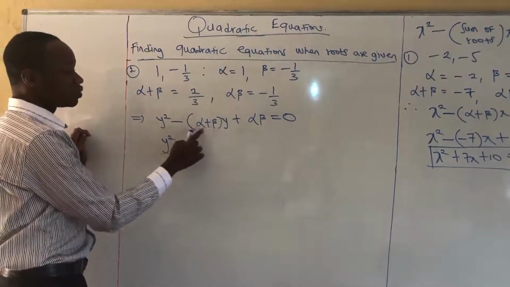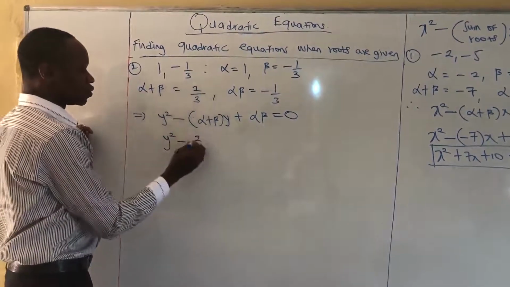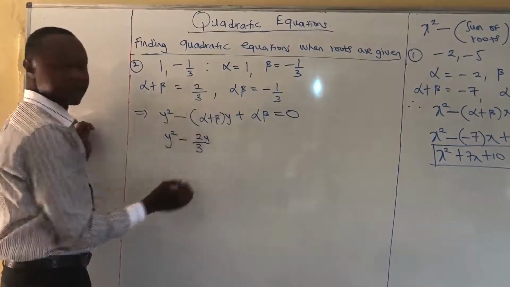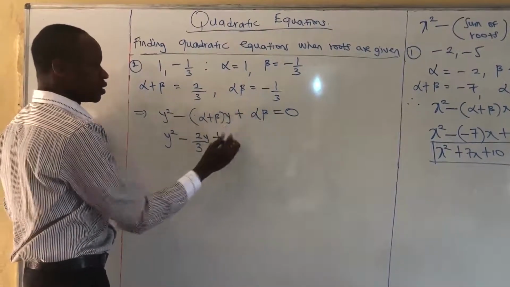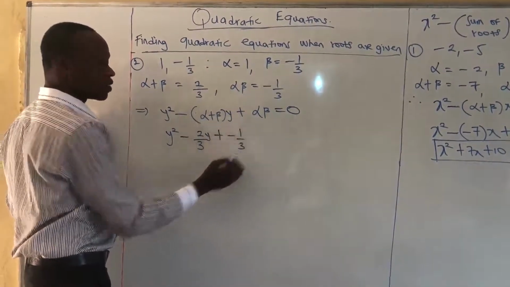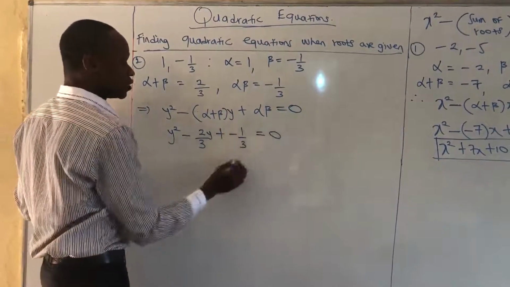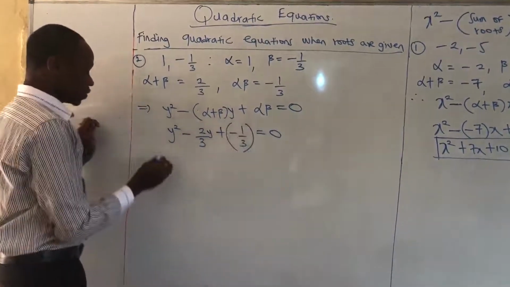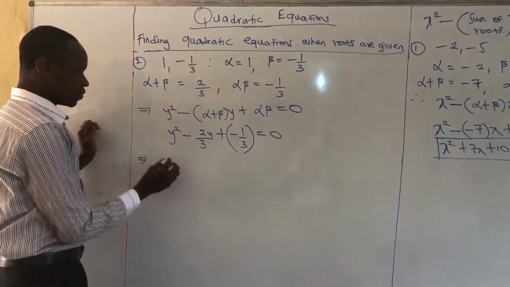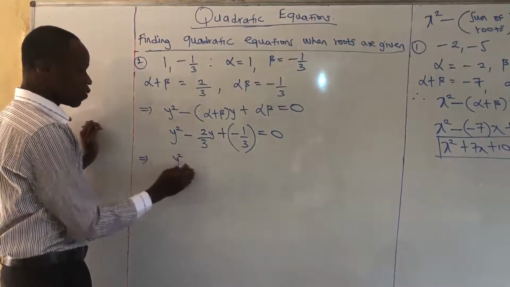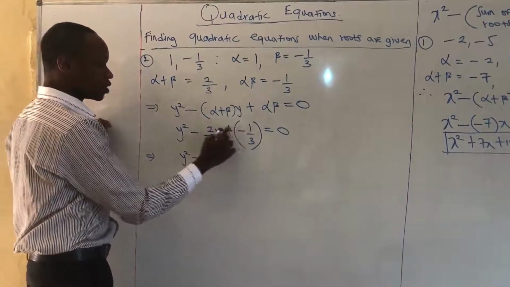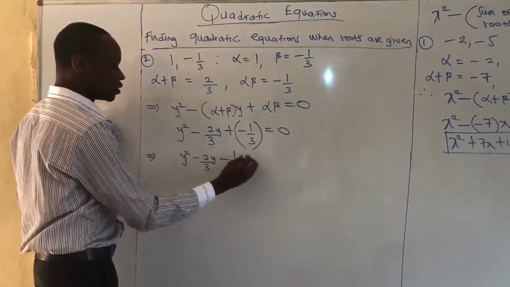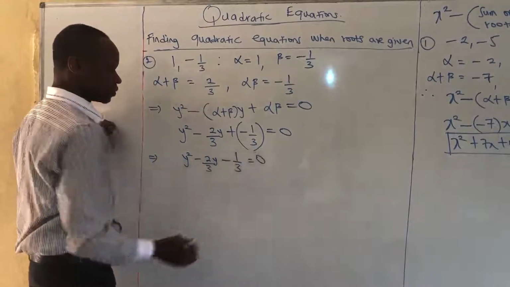The sum of the roots gave us 2 over 3, and there is y there. Here we have plus, the product of the roots gave us minus 1 over 3 equal to 0. If we break this down, we'll have y squared minus 2 over 3 y plus minus 1 over 3 equal to 0.